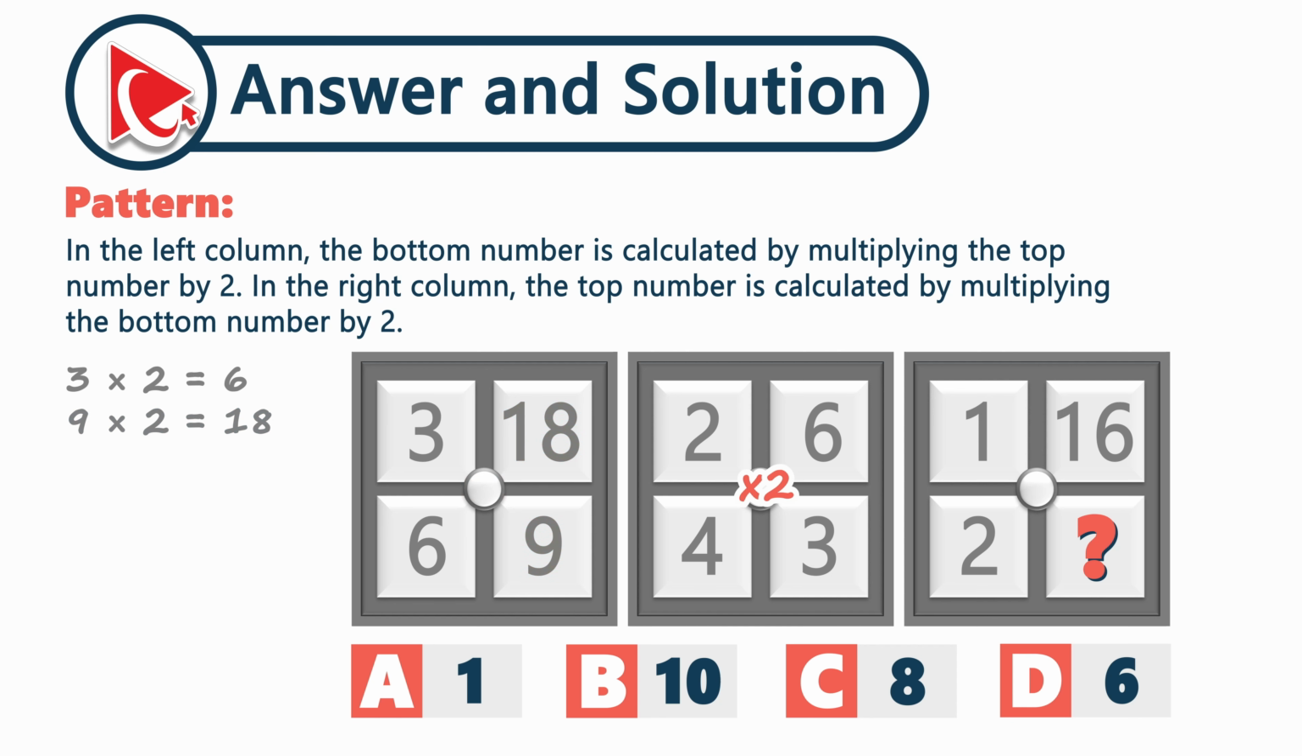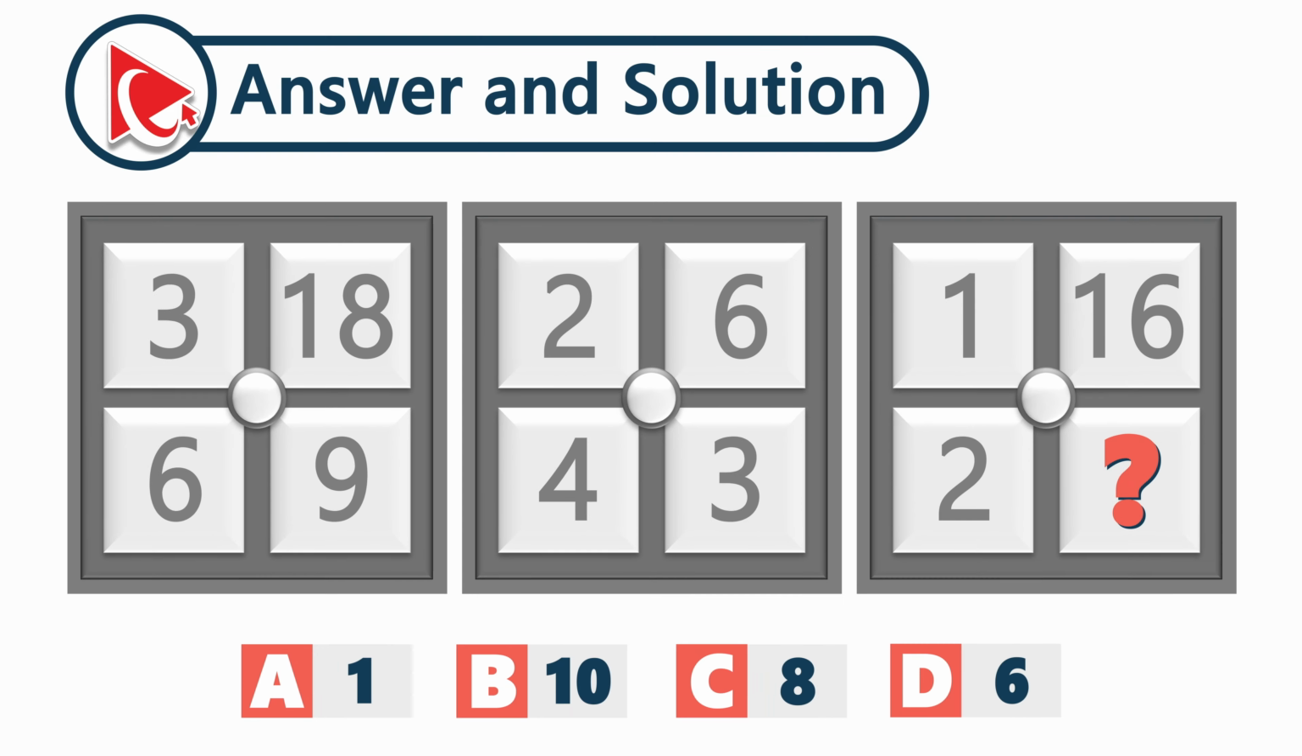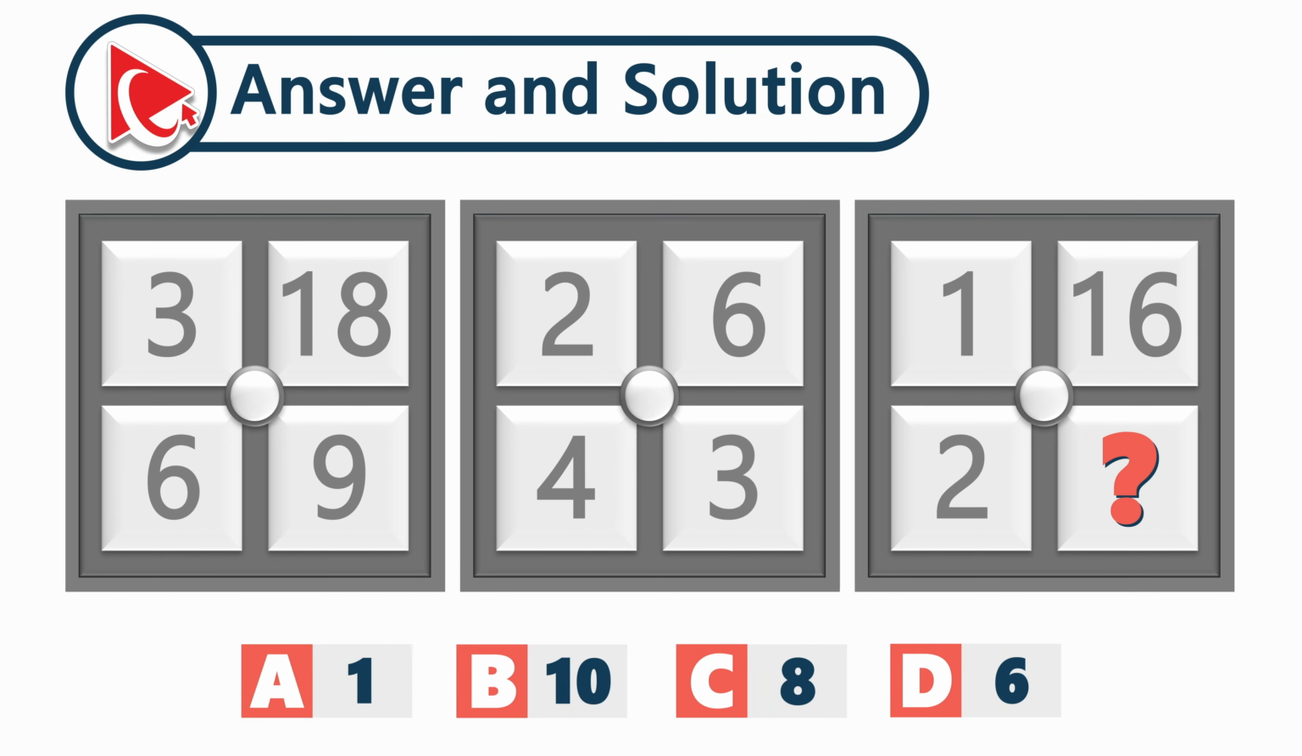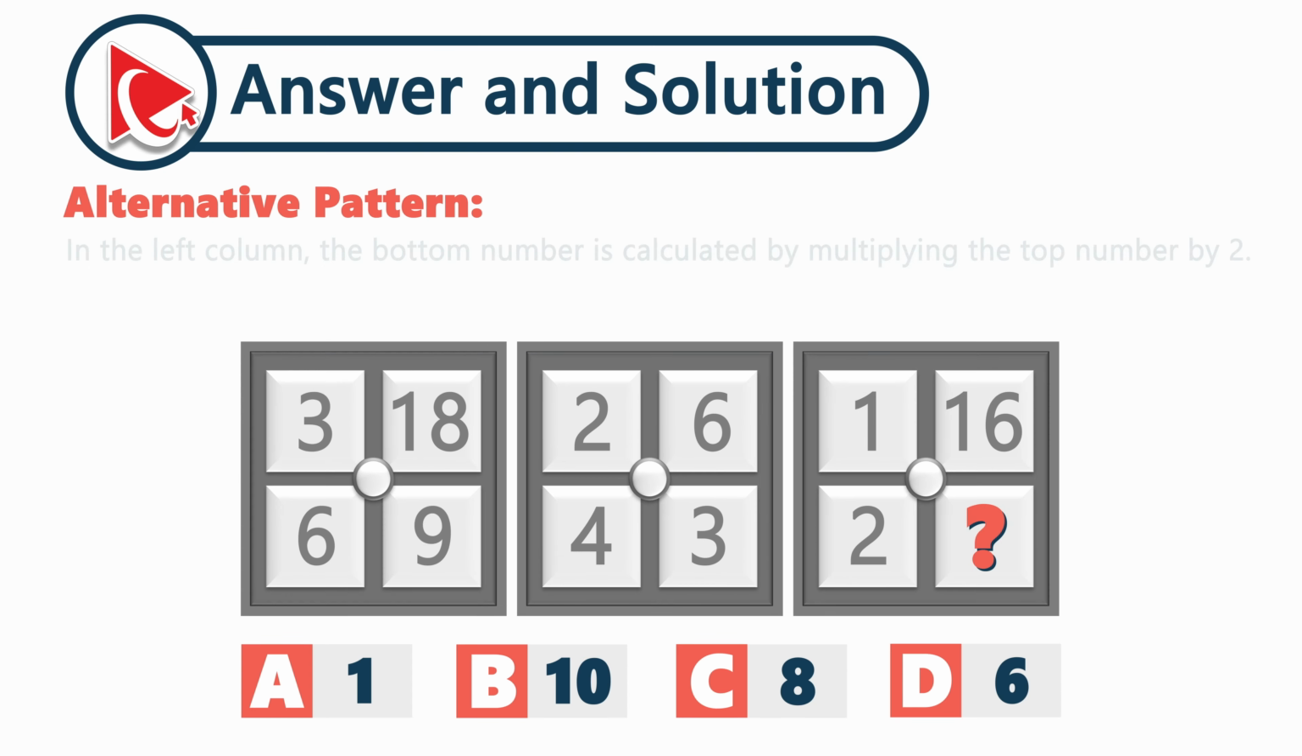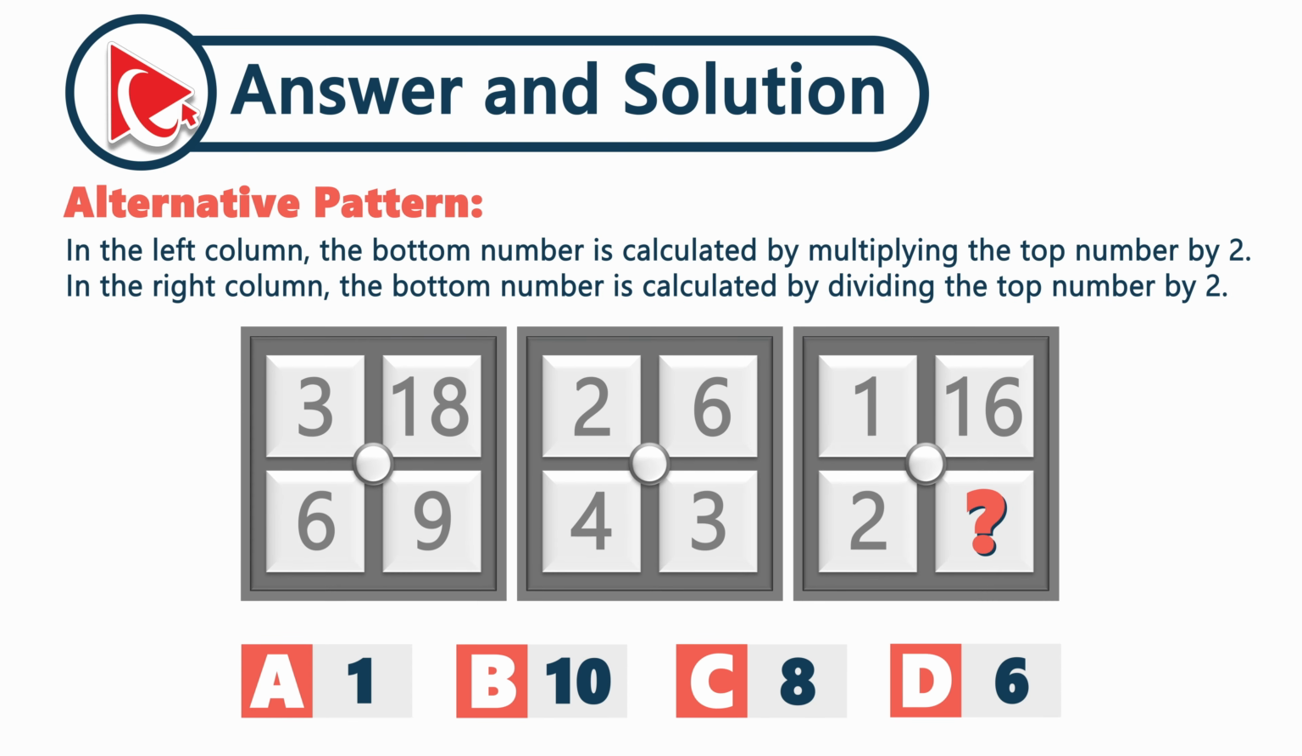Let's confirm this pattern with the second square. 2 multiplied by 2 equals 4. And 3 multiplied by 2 equals 6. Remember that I mentioned that there are multiple ways to solve this. The first pattern I described combines multiplication for both columns. The second pattern could be a combination of multiplication and division.